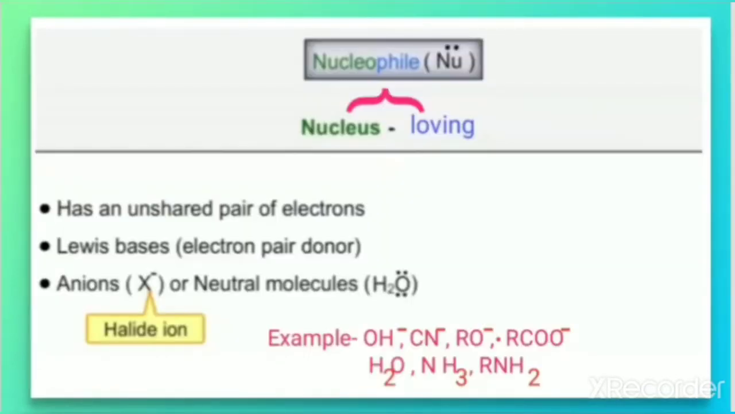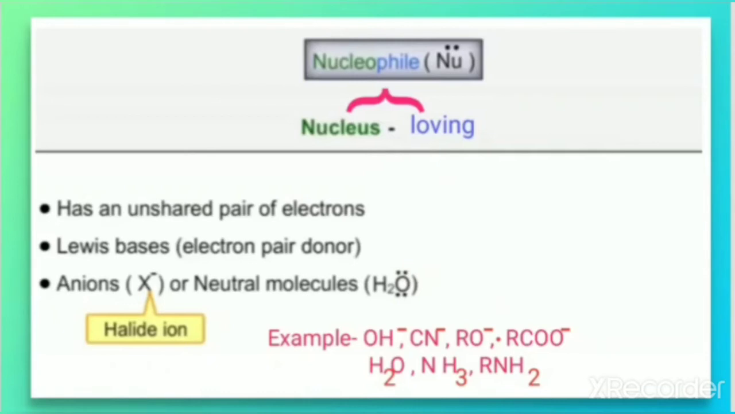Nucleophile is a nucleus loving group, that means it has an unshared pair of electrons. We can say it is electron enriched. It acts as a Lewis base. Examples of nucleophiles are negatively charged ions like hydroxyl ion, CN negative, RO negative, RCOO negative, and some neutral molecules which are electron enriched can behave like a nucleophile, that is water, ammonia, amine, etc. So these are the nucleophiles which we have already discussed in 11th standard.